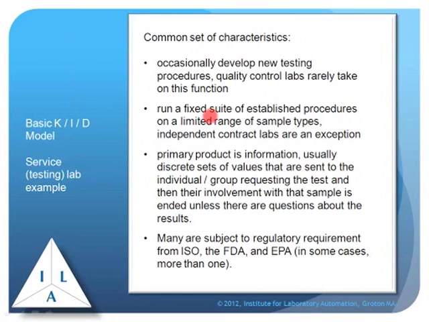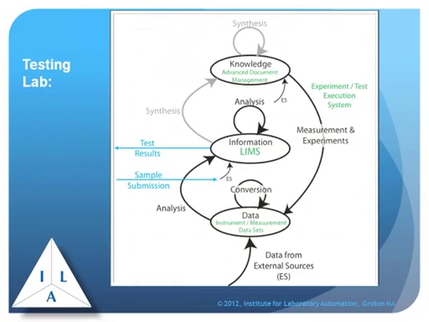So let's take a look at how that works in a testing laboratory. They have common sets of characteristics. They occasionally develop new tests if it's a research and development function, but not in quality control applications. They run a fixed suite of established procedures on a limited range of samples. Their primary product is information, usually discrete sets of values, that are sent back to whoever submitted the testing in the first place. They're also subject to regulatory requirements, and those regulations may be in origin from ISO, from the FDA, from the EPA, and in some cases more than one.